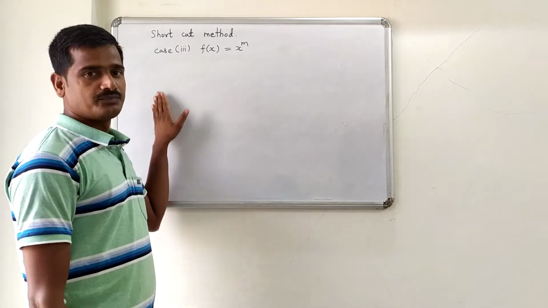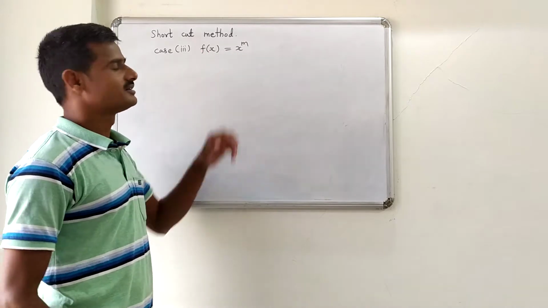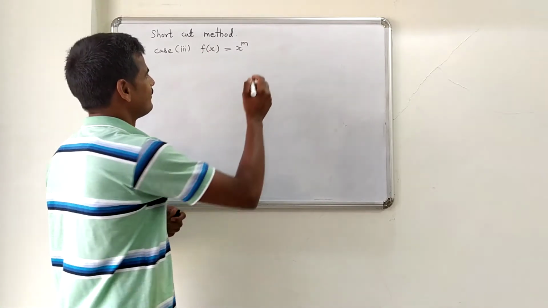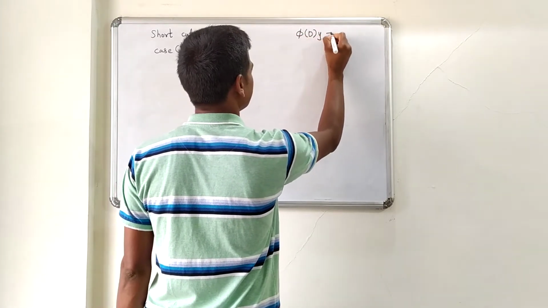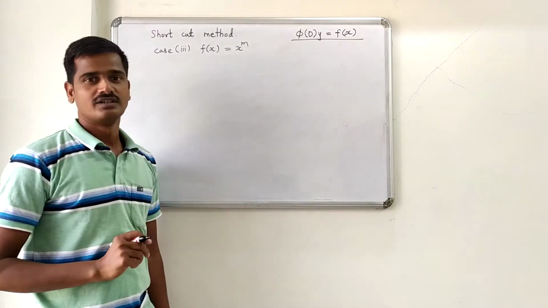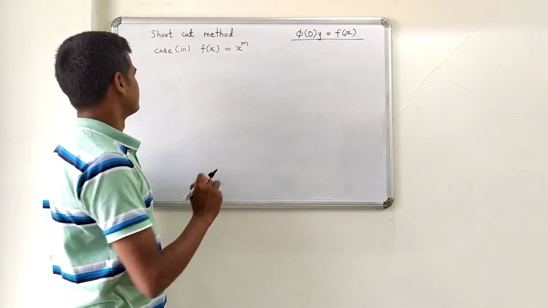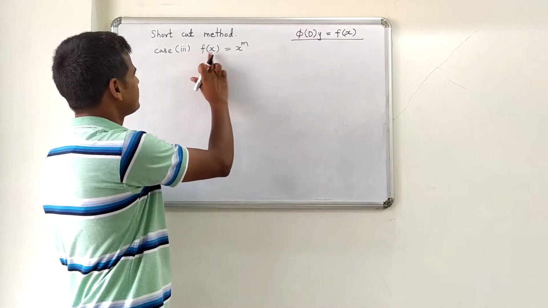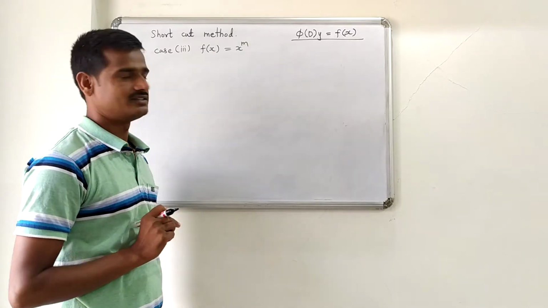In this video lecture we are going to discuss the third case, that is f of x is equal to x raised to m, where m is a positive integer. So recall that phi of D into y is equal to f of x. This is our general form of the nth order linear differential equation. So case number 3 is f of x is equal to x raised to m, where m is a positive integer.